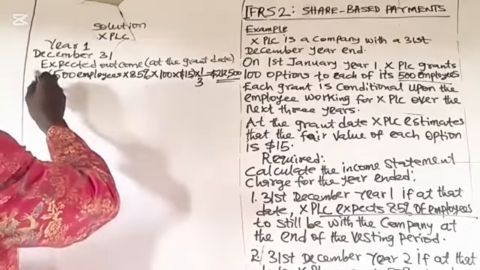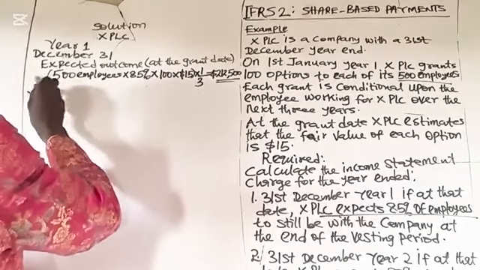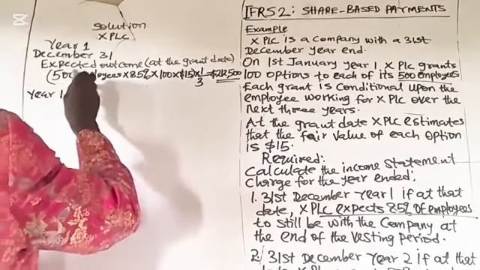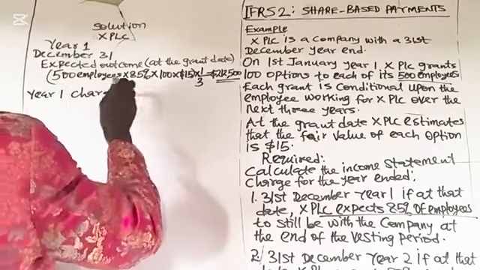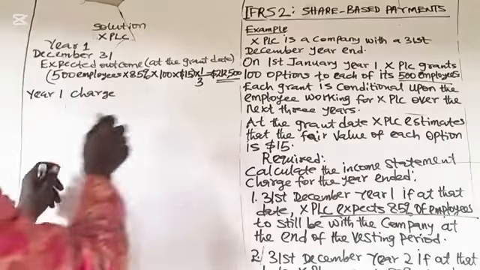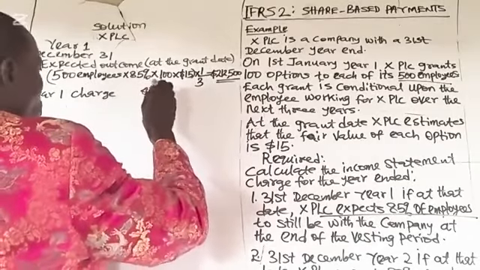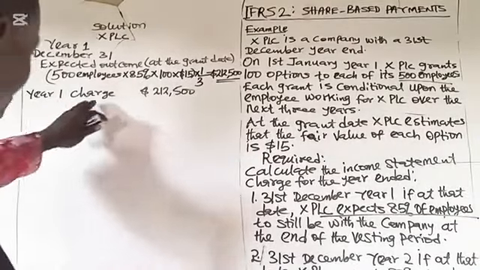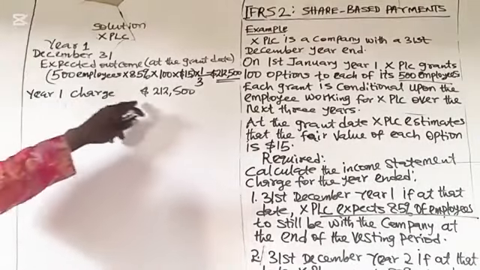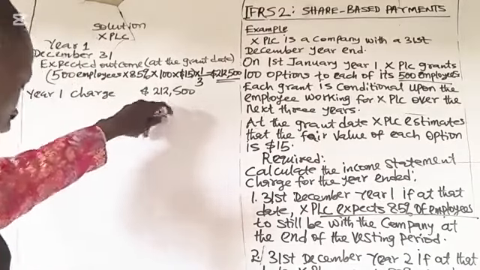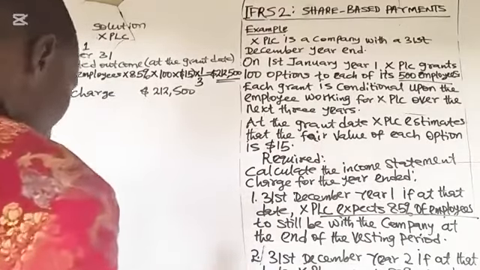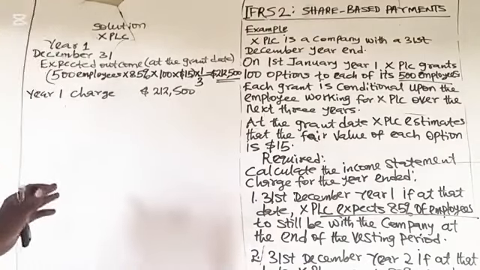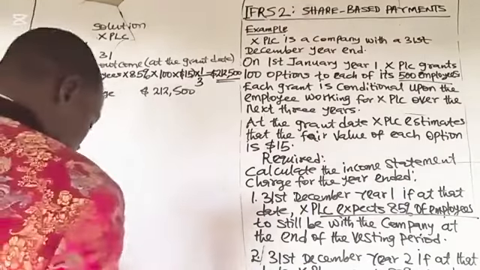We now have the year 1 charge. I've told you to debit the expense with the sum of 212,500. So you debit the expenses with 212,500, then at the same time, you credit the equity with the same amount. How much will be credited to equity?